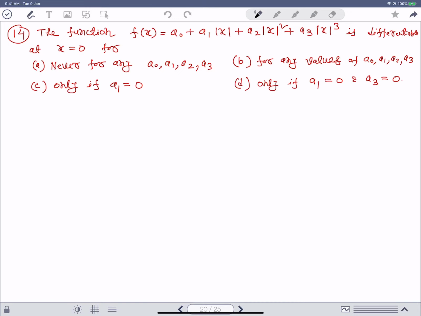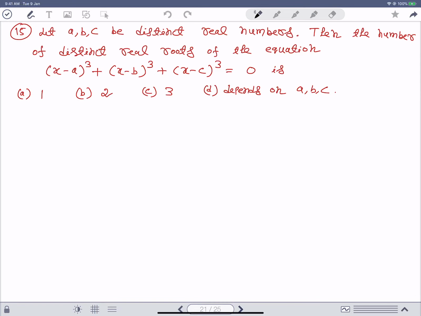Not D, because mod x cube is always differentiable. So the only problem is here. So if a1 is 0, or if and only if you can say this is 0, then we are done. Okay, so this is the only option, this one, since mod x is not differentiable.